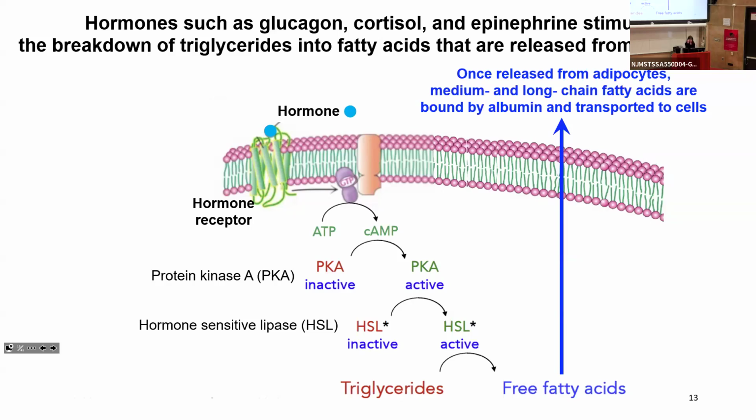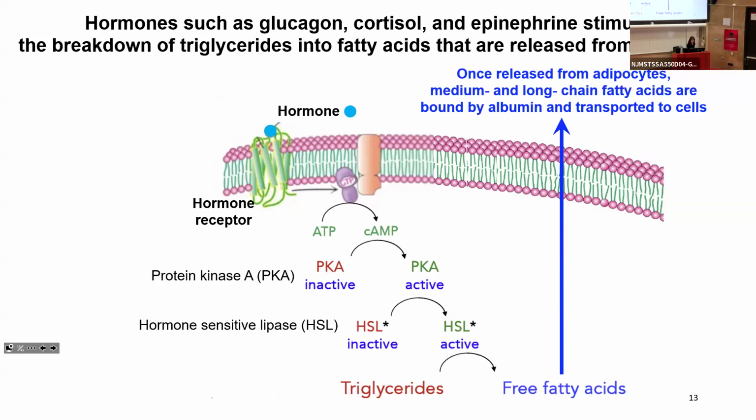And so how they get mobilized out of adipose tissue is that there are hormones. Hormones, glucagon, cortisol, epinephrine. Maybe those sound familiar to you from high school. And those particular hormones will stimulate the breakdown of the triglycerides into fatty acids so that the fatty acids can be released into the bloodstream and then go to organs where they're needed for energy.